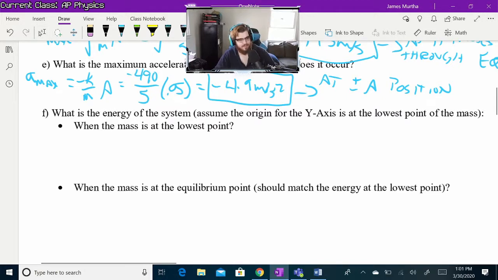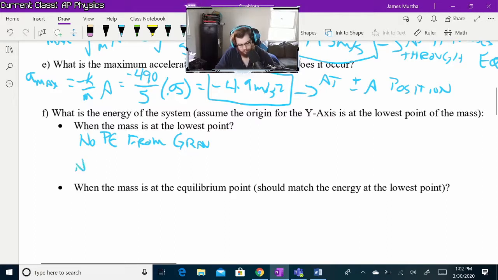All right, so part F. We're asked to find what the energy of the system is at the lowest point and when the mass is at equilibrium. So we have to do this in two different ways. So when we're at the lowest point, we have no potential energy from gravity, because it's at its lowest point. And our potential energy formula for gravity is mass times gravity times height. And so if we have zero height, we have no potential energy from gravity.